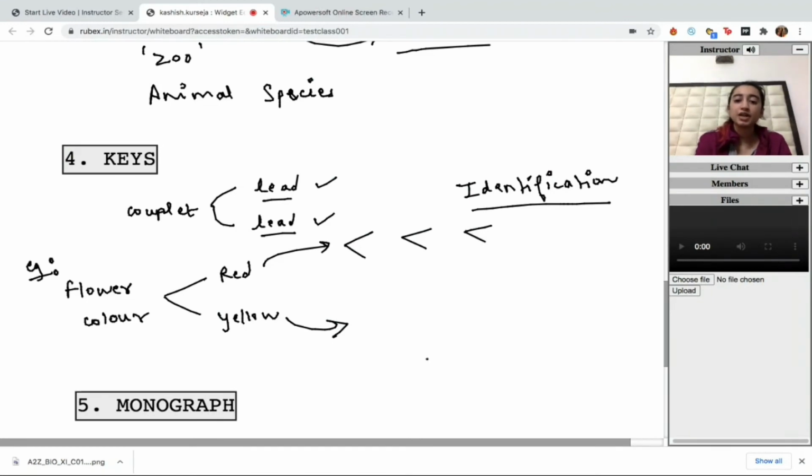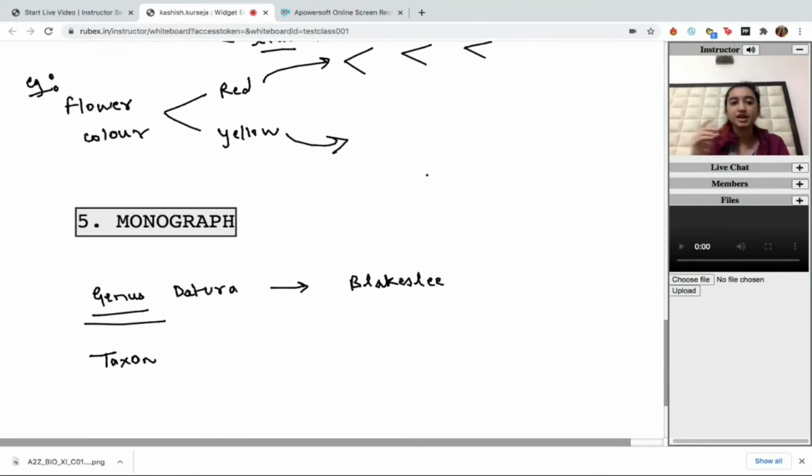Last and an extra one that we have, apart from NCERT, is the monograph. Monograph is an exhaustive treatment of any one taxon. Any one taxon is being exhaustively understood inside a monograph. For example, we have genus Datura, which was extensively studied by this scientist going by the name of Blakelee. Datura is a plant, it has a number of species under it, but the whole genus was being studied by Blakelee, and that is why it comes under a monograph, because it involves the exhaustive treatment of any one particular taxon. So, this is what we have about the different taxonomic aids.